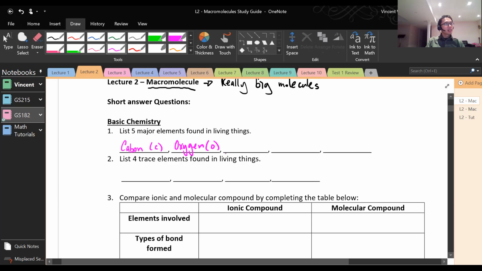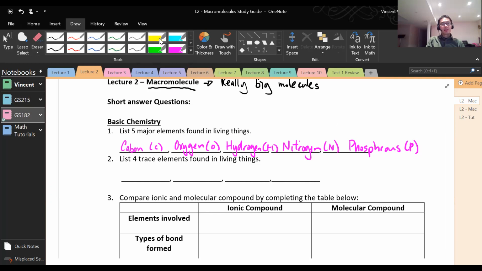Calcium is not one of the major ones. It's one of the trace ones, so we'll get to it in a second. Nitrogen? Hydrogen is correct. Nitrogen. And one more, which is phosphorus. Okay. So these make up the majority of the molecules in the body. And then we have the trace elements.